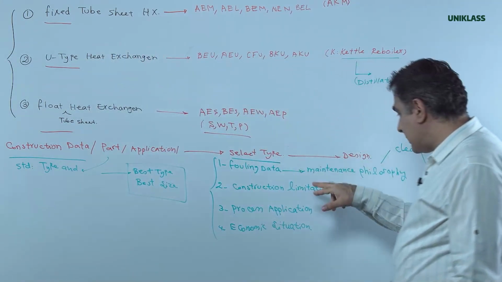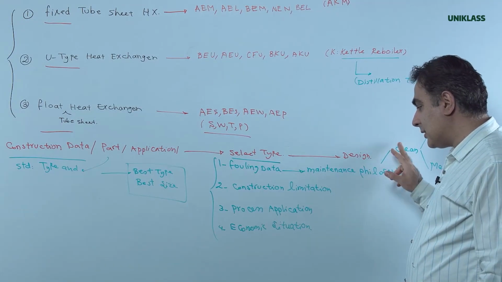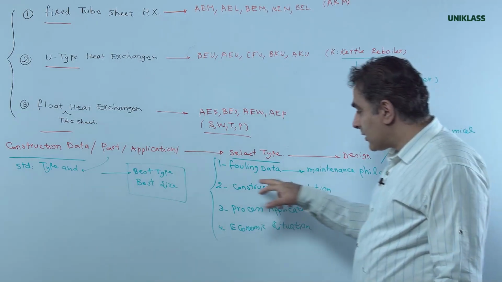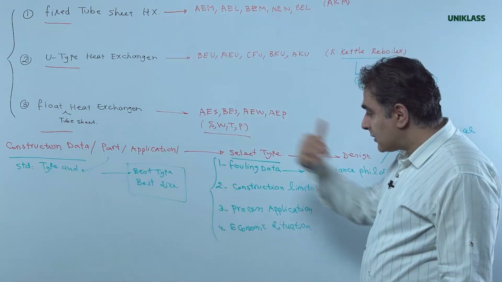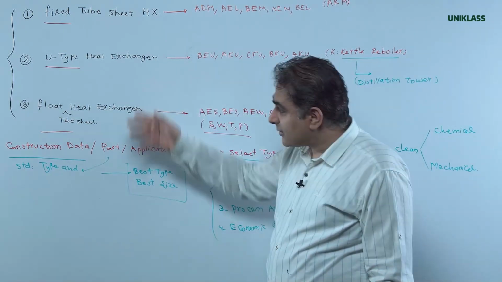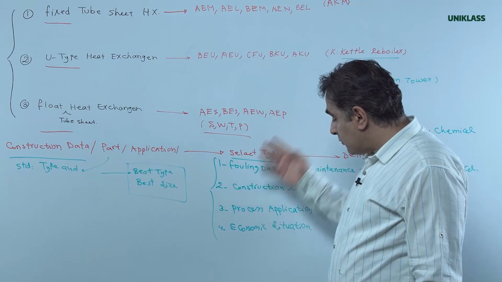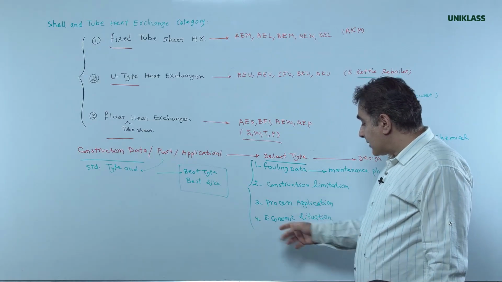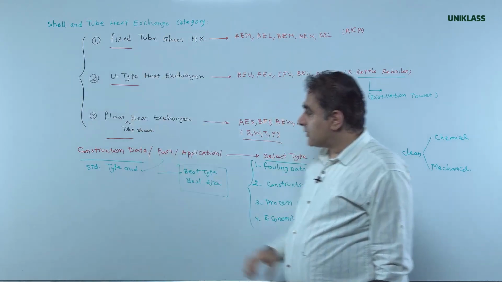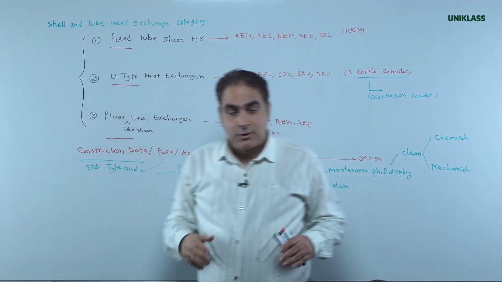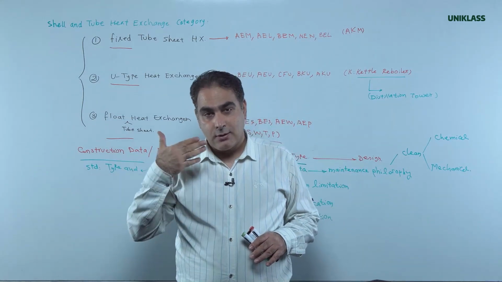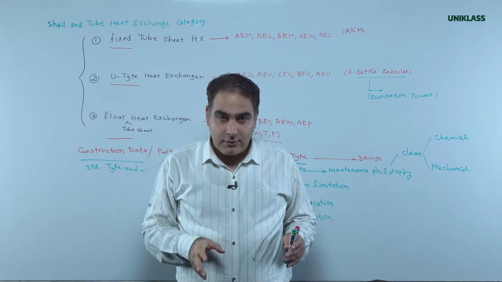We need to find the maintenance philosophy. Is it possible to maintain and clean this heat exchanger with mechanical cleaning or chemical cleaning? What is the effect of fouling data in the heat exchanger during the years of operation? What is the construction limitation? Is it possible to design one heat exchanger at the cheapest price and meet our process requirement? What is the economic situation between the fixed tube sheet, U-type, and floated heat exchanger? Therefore, before running the heat exchanger, we shall see the type and the part numbers of the heat exchanger.